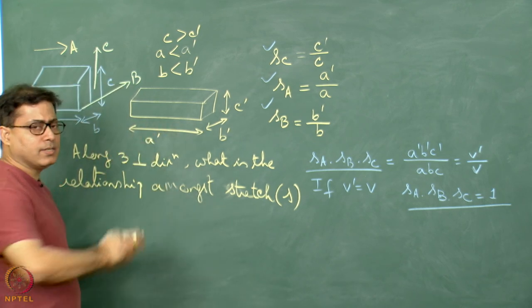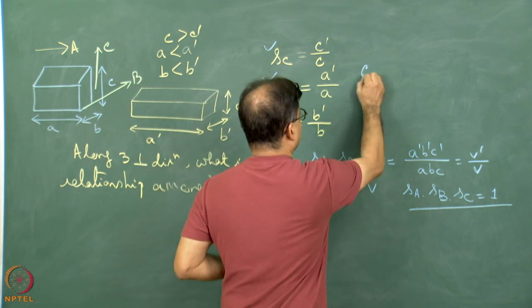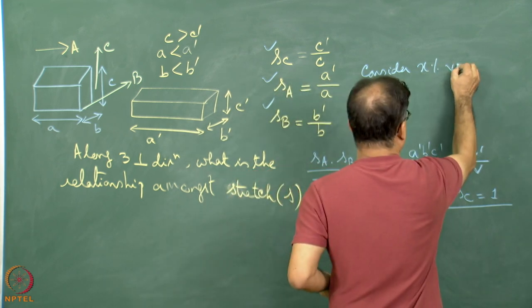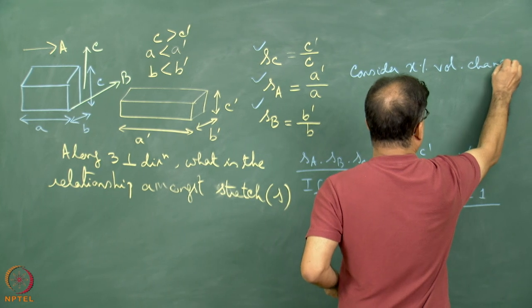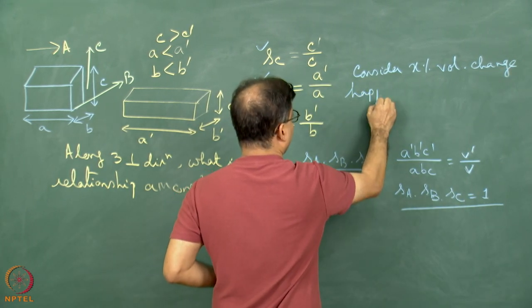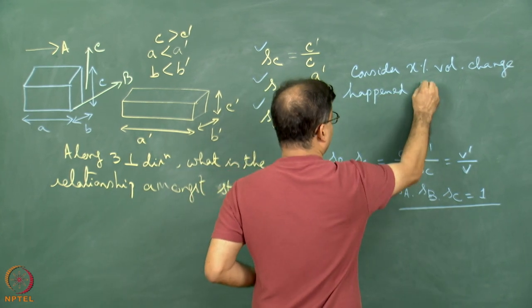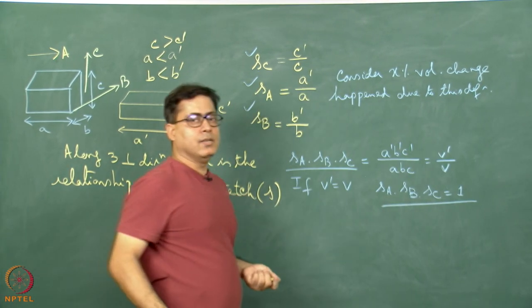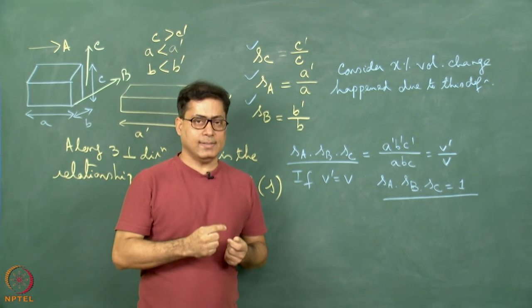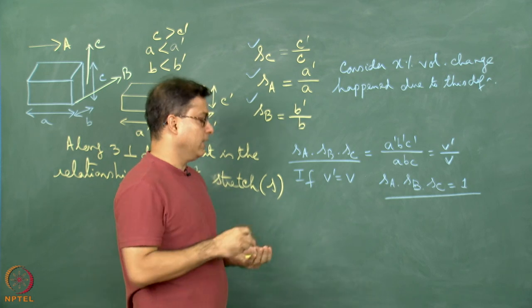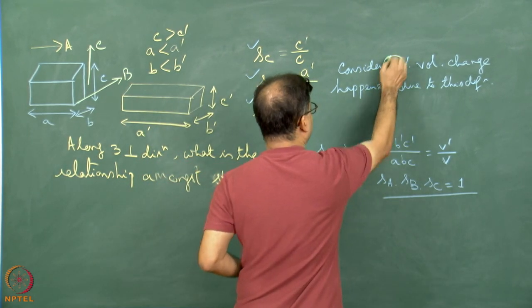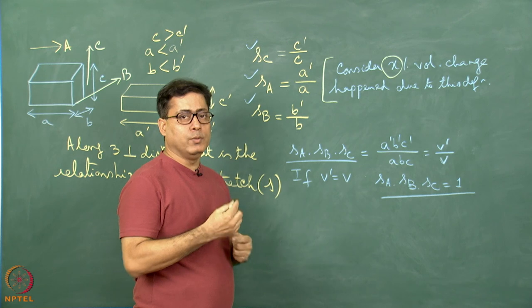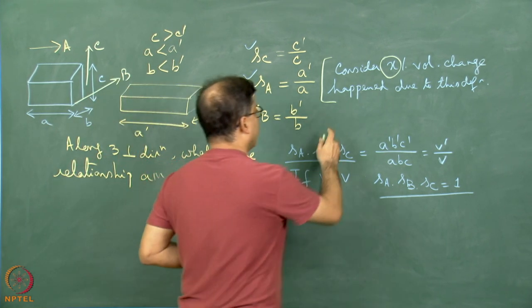Now assume that in such a deformation there is a volume change. Consider X percent volume change has happened due to this deformation. In that case, what is the relationship if I multiply SA, SB and SC, how the product will look like? It will be a function of X in that case. Notice that this problem can be broken into two possibilities. Number one, there can be X percent volume increase or X percent volume decrease. So there are two possibilities.